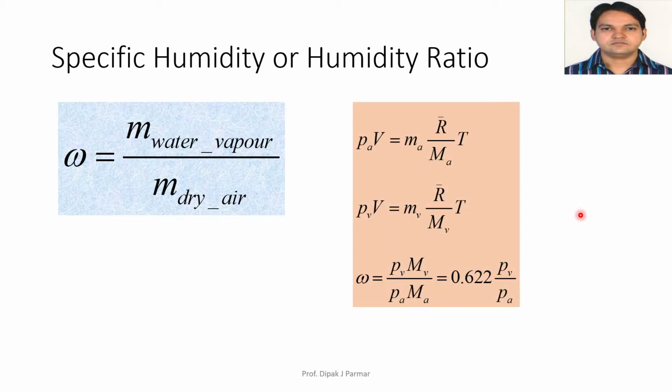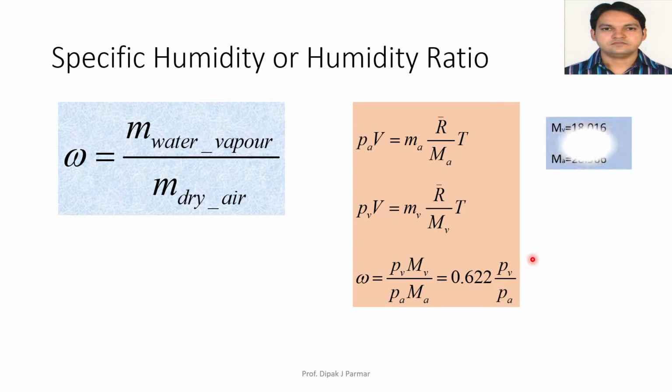As we know the characteristic gas equation PV equals mRT, we can write PV equals mRT for air, and we can write PV equals mRT for water vapor. From that we can get the mass of air and the mass of water vapor, and we can represent this ratio in terms of pressure and the molecular mass of vapor and of air, and that comes to 0.622 PV by PA. That is, 0.622 into the partial pressure of water vapor divided by the partial pressure of air.